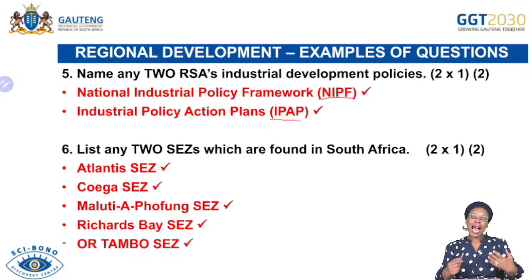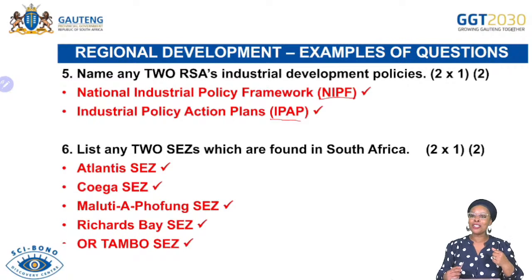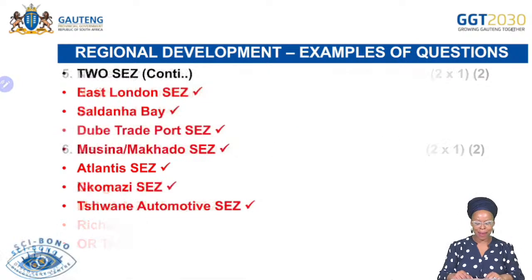You can also be asked to list any 2 SEZ, for example. Even the corridors, you can be asked to list any corridors. You can be asked to list any SDIs. But in this example, I chose to list any 2 SEZ. Remember, there are 11. Don't give us all the 11. You can choose only 2, either Atlantis or Tshwane, Maluti-a-Phofung SEZ, which are the ones that you will remember.